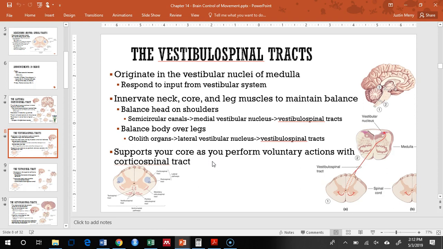Not obviously. Yeah. I mean, the way it's drawn here, they're showing it going to both sides. But it's not like all the fibers are decussating.